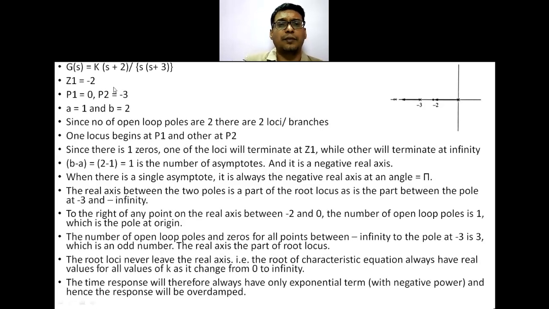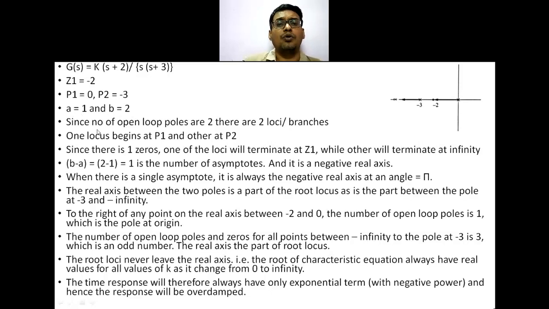Here is another example, the same example that we are continuing. Now in this case, in the numerator we are adding s plus 2: K into bracket s plus 2, and s into bracket s plus 3. The rest of the thing is the same; only we have added one zero. So z1 equals -2, p1 equals 0 and p2 equals -3. So a equals 1 and b equals 2.